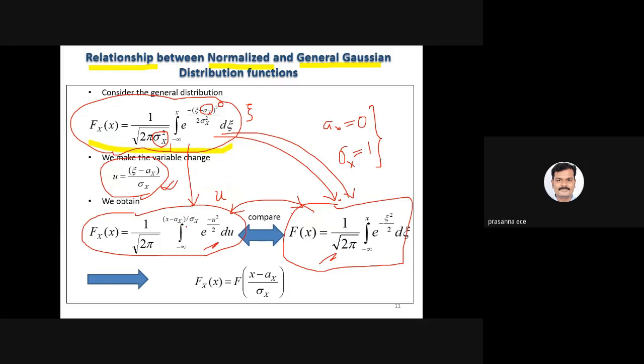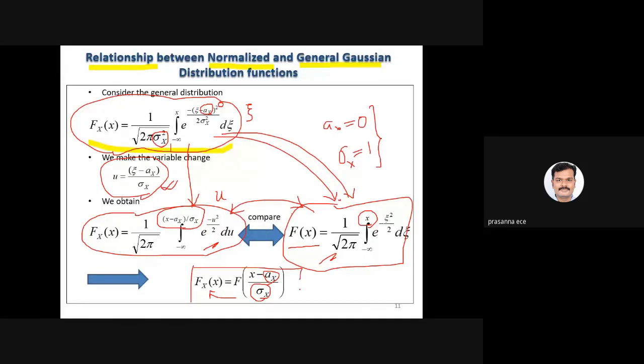Only the variables, the symbols, are different. It is written in terms of u here, and in terms of zeta there. One more difference is that here we have x minus ax by sigma x, and here we just have x. So comparing these two, what we can say is that the normalized distribution, when it is shifted by the amount ax and then scaled by 1 by sigma x, gives the general distribution fx of x. Can you compare these two and arrive at this relationship?